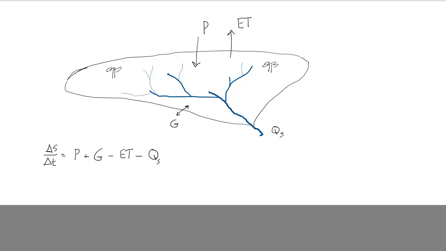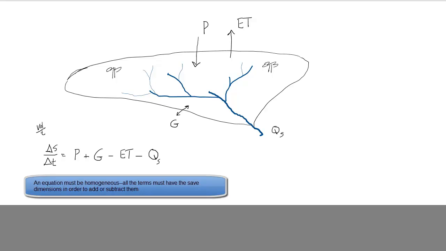So let's just be really clear that in this equation, change in storage is a volume, change in time. So all of these terms should have dimensions of volume per time. They should all have dimensions of volume per time. Every one of these terms has to have a dimension of volume per time.